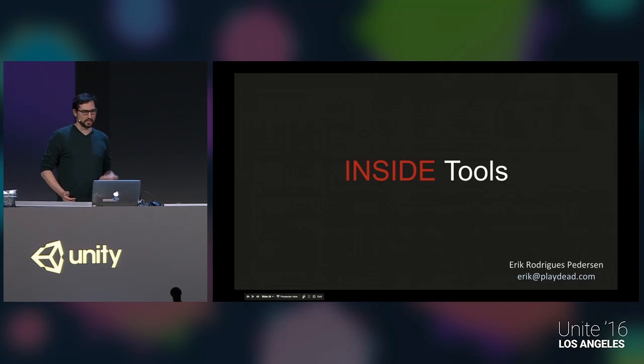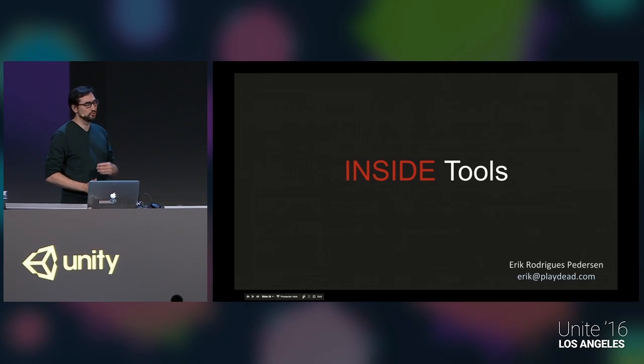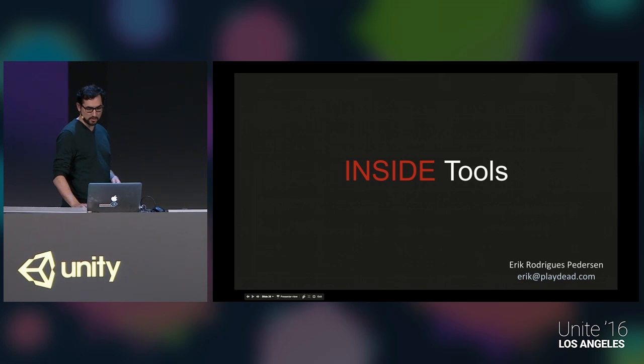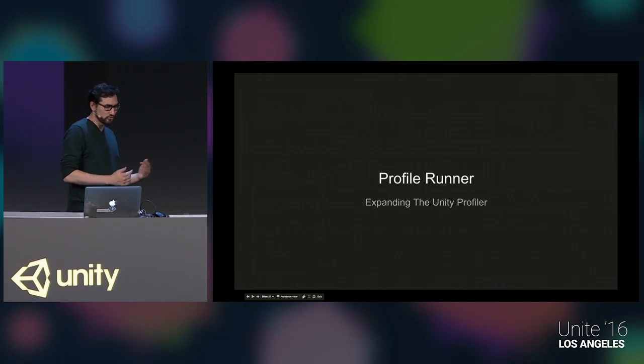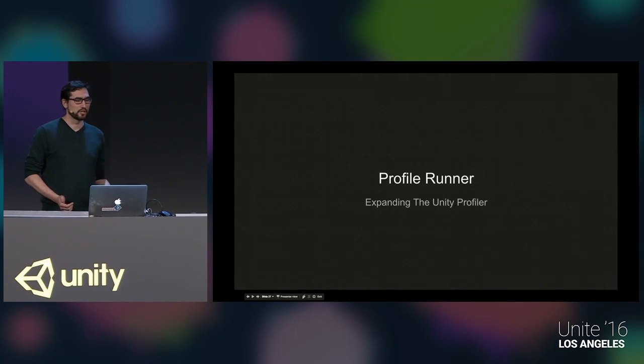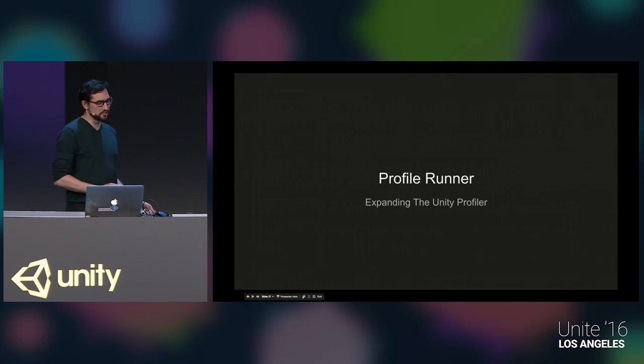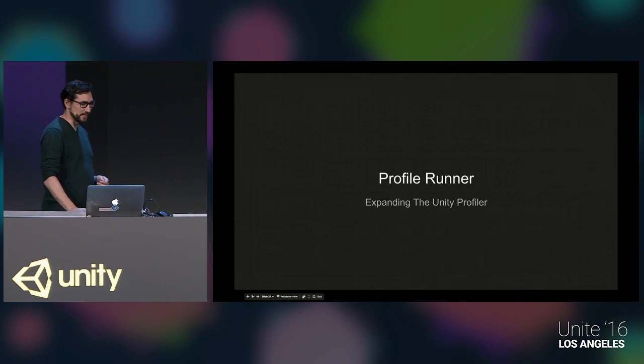Hi, my name is Erik, and I'm going to talk about some of the tools we used in our performance optimization of Inside. The first tool I'm going to talk about is the Profile Runner, which is the tool we used in combination with the Unity Profiler to get a general overview of the performance of our game.